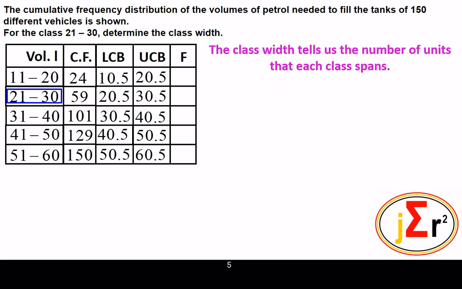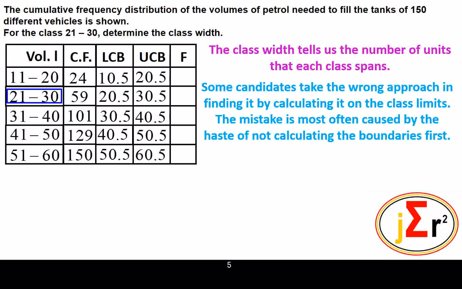So the original table did not contain the boundaries, the lower boundaries and the upper boundaries. There were no boundaries in the original table. So we only had limits. Some candidates take the wrong approach in finding the width of the class by calculating it on the class limits, as we have it right there highlighted. So that's the wrong approach, to use the class limits to determine the width of the class.